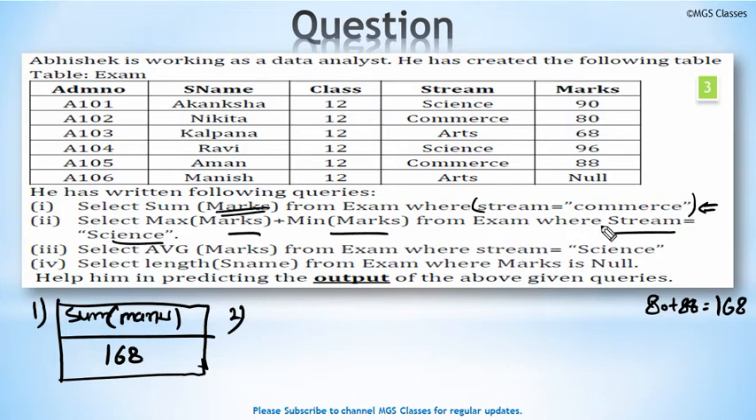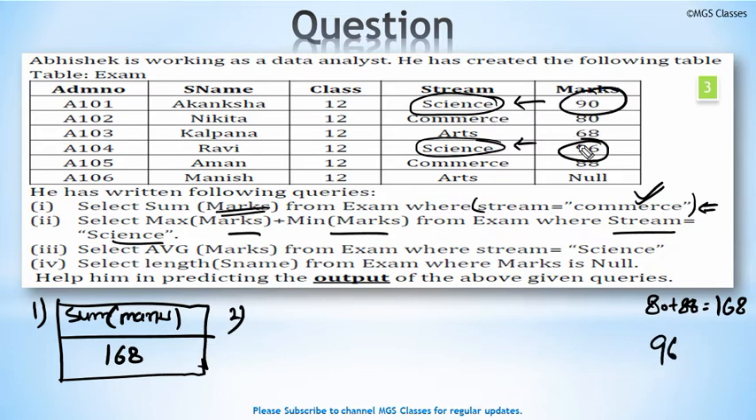Actually we need to consider maximum and minimum marks only for the students whose stream is science, whereas in the previous query it was commerce. For the science stream there are 2 rows. What will the maximum function return? The maximum marks among science students is 96, and the minimum marks of the science stream is 90. We need to add those two because the question asks for maximum of marks plus minimum of marks. Both values will be added, so it will be 186.